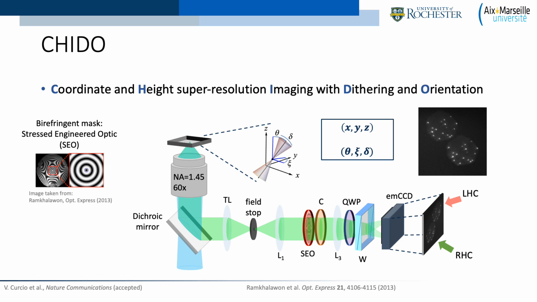I would just like to mention that CHIDO can be thought of as an analog in a non-paraxial regime, since we're using really tightly focused light.